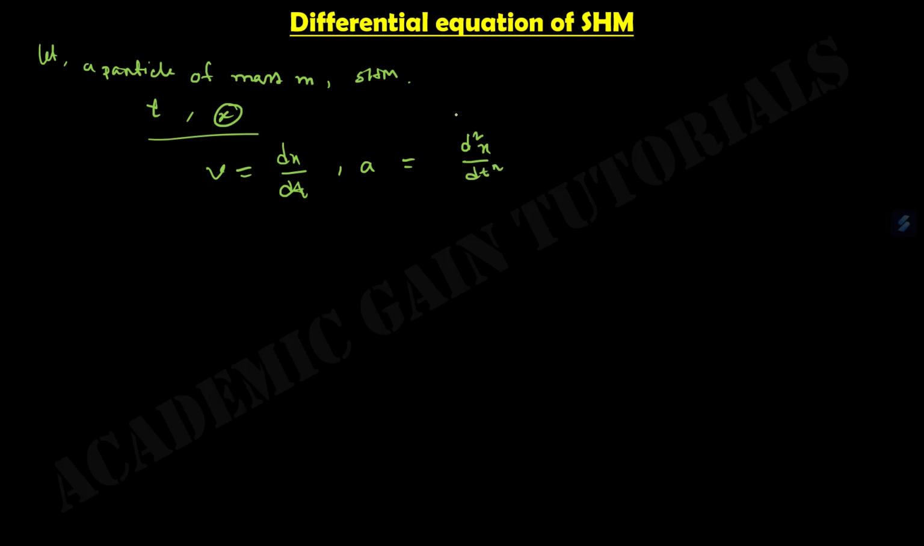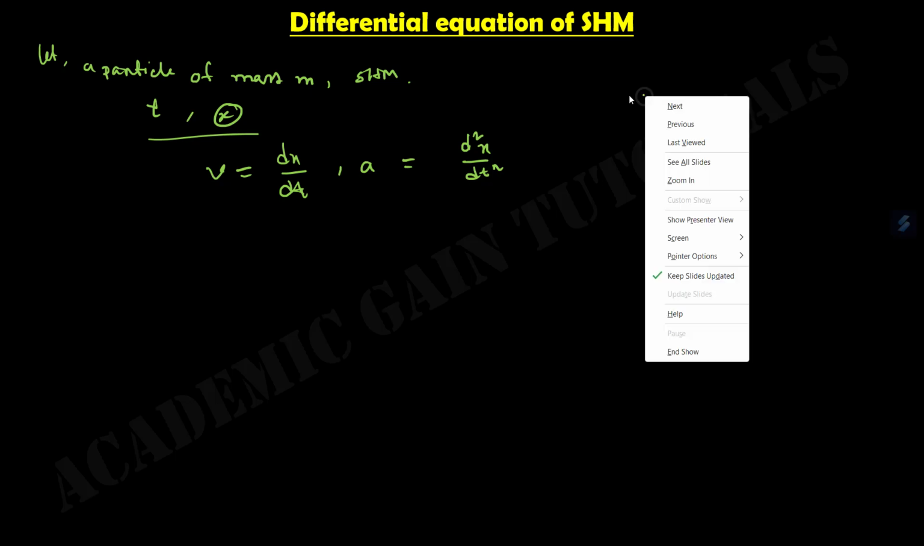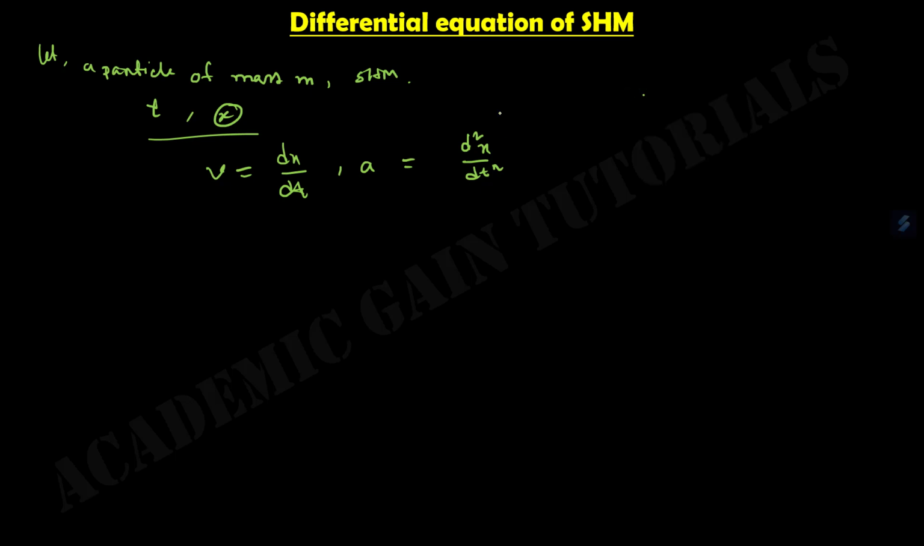Why this d square x by dt square? Because we will differentiate the value of velocity. So acceleration is equal to the differentiation of the velocity term with respect to time, and we know the velocity is equal to dx by dt. So we can write a is equal to d square x by dt square. I hope you understand how this term comes.